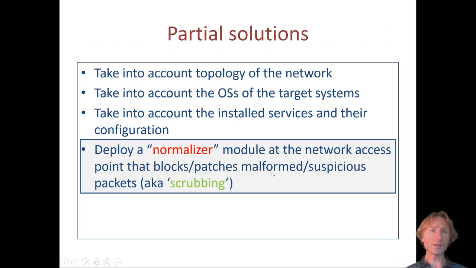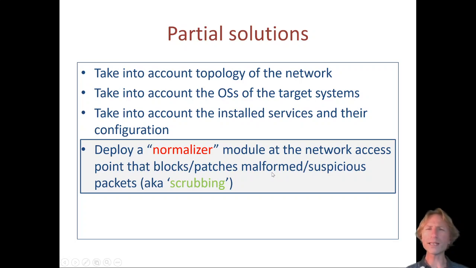So how do we solve these issues? One thing that you could do is, in your IDS, take into account the topology of the network. You know how many hops behind you a particular host is, and you have to accommodate for that when you look at the TTL, the time to live field, and so on. You also have to take into account the operating system of the potential targets, the victims, and the installed services and the configuration.